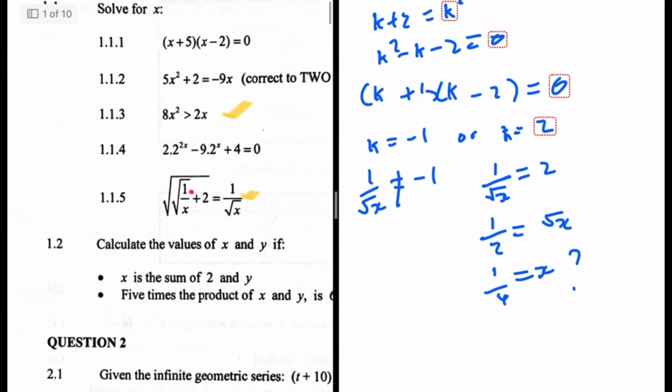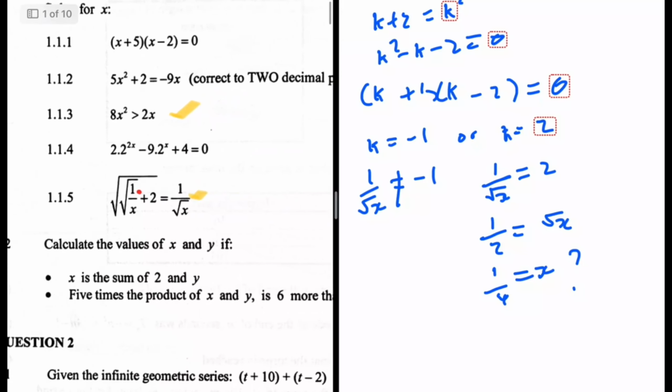That is 1.1.5. What about 1.2? Let's do that in a separate video. But believe it or not, I've solved all these questions.